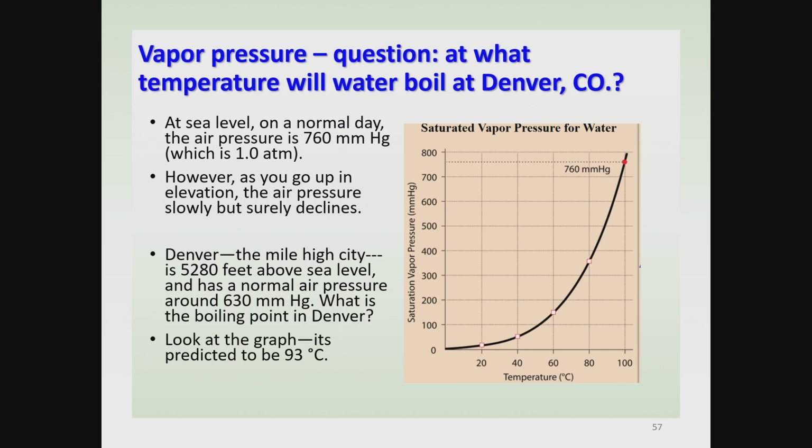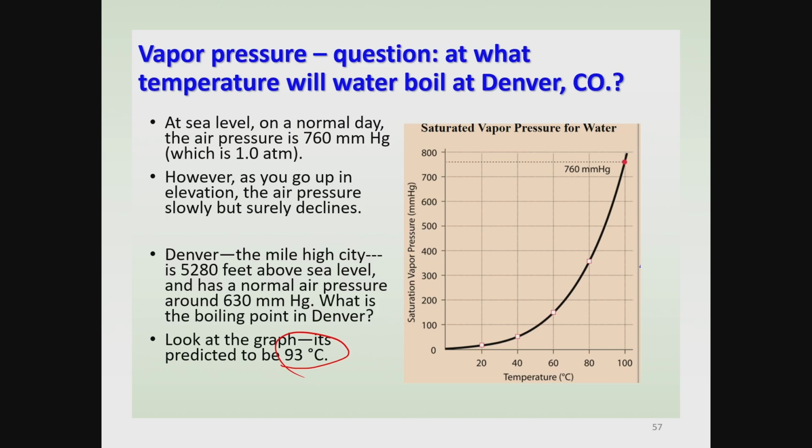Okay, finally, there's one thing I want you to know. I want you to understand, why is it when you go to higher elevations on Earth that water boils at a temperature less than 100 degrees Celsius? Let's say you went to Denver, Colorado. What you would find is that water on a typical day in Denver, Colorado does not boil at 100 degrees Celsius. In fact, it boils at a lower temperature, 93 degrees Celsius. And so the question is why?